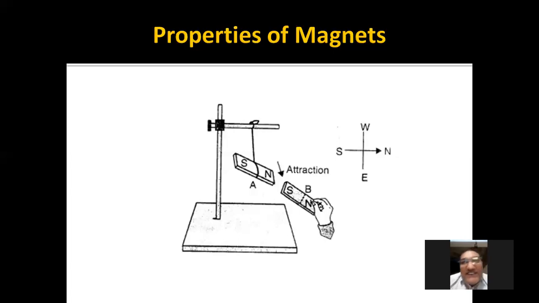So these are two simple experiments you can perform at your home or in your school to see that like poles repel each other, and opposite poles attract each other. I hope that you are understanding this idea. And let's move to the next thing.